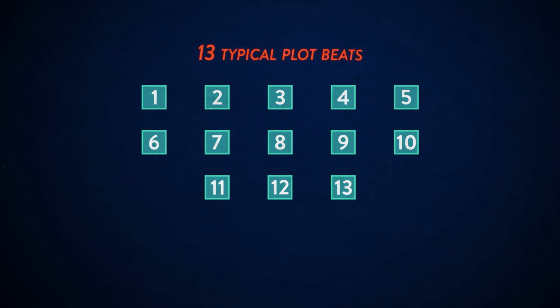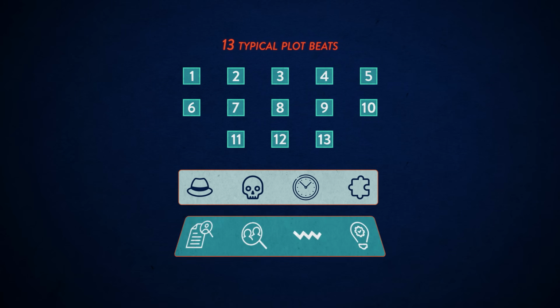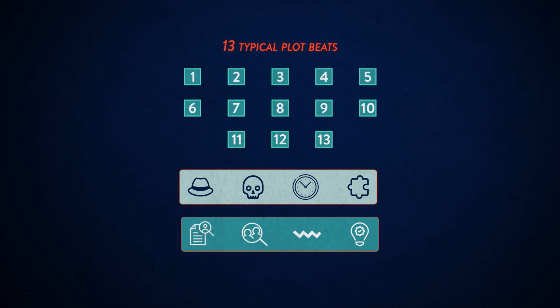Let's look at these 13 typical plot beats for crime novels, and then we're going to look at how to invert them or subvert them in really fun and creative ways. Let's get started right away with number 1.